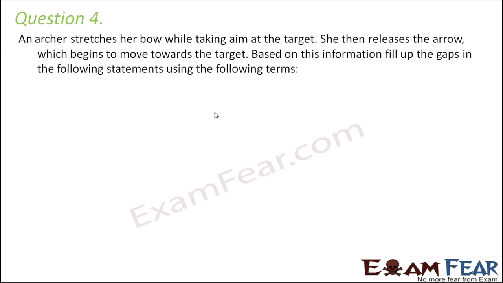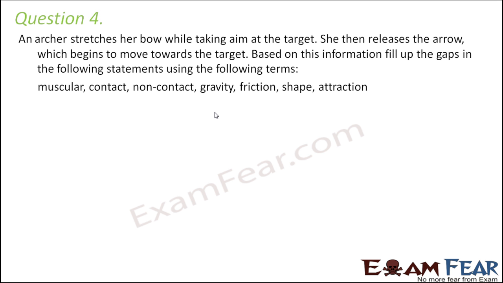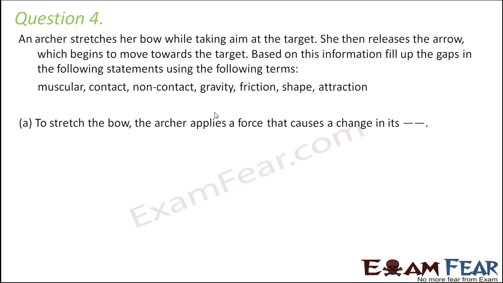Question number 4. An archer stretches her bow while taking aim at the target. She then releases the arrow which begins to move towards the target. Based on this information, fill up the gaps in the following statements using the following terms. So few terms are given here. Now we need to fill up the blanks using these terms only. So the first one is to stretch the bow, the archer applies a force that causes a change in its ___.